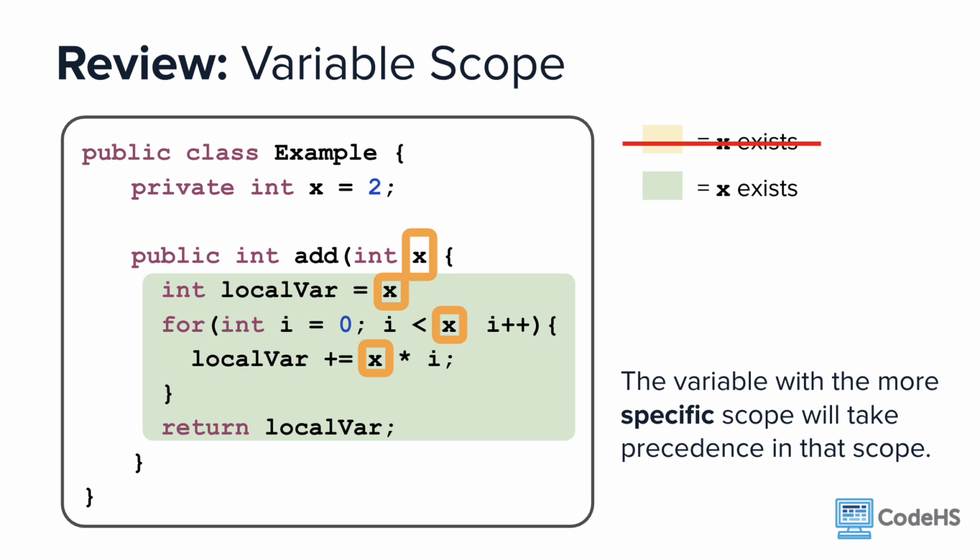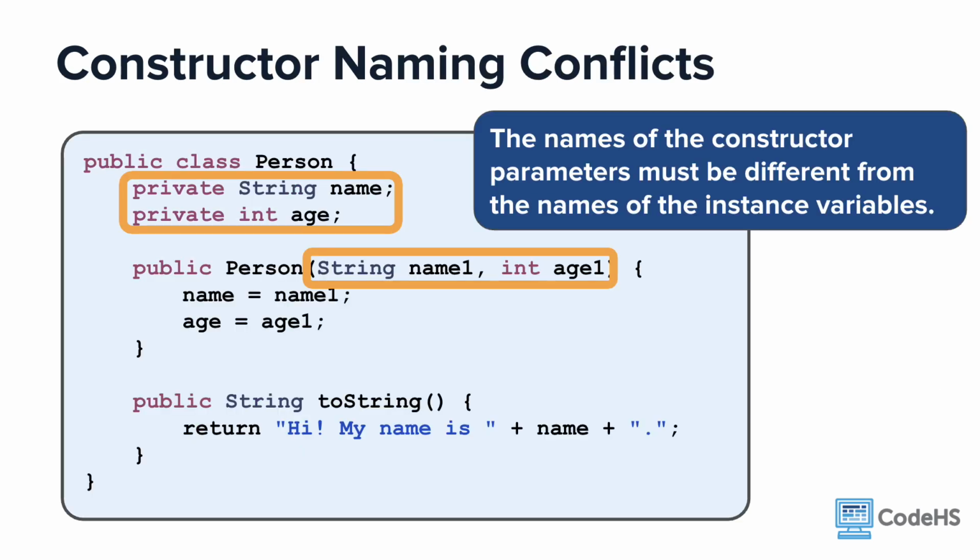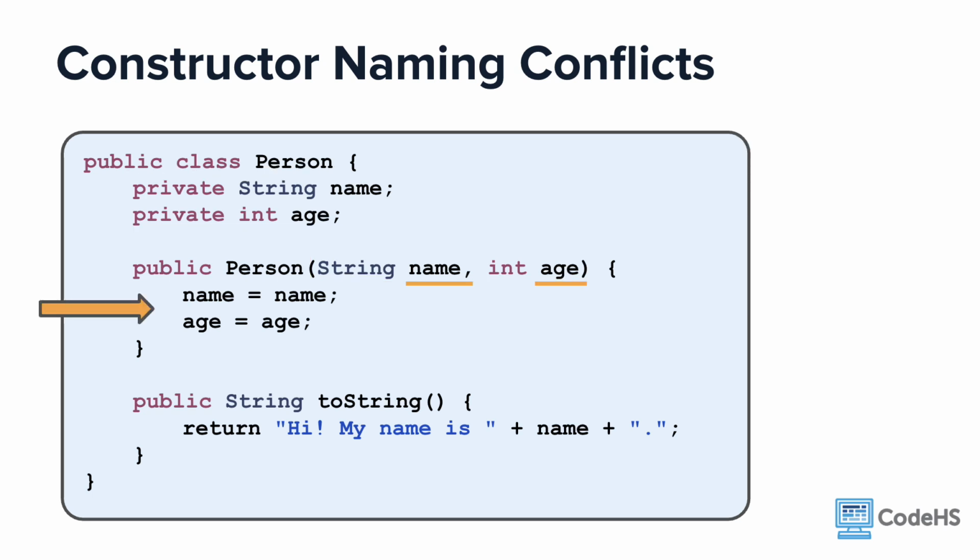This particular issue with scope connects to something you learned earlier in the course. The names of the constructor parameters must be different from the names of the instance variables. Well, you've been wondering about this for a while, and now you can finally understand why. Let's first start by seeing what happens if the names are the same. Now, the parameter names make more intuitive sense, but the problem is that now you have name equals name and age equals age inside the constructor.